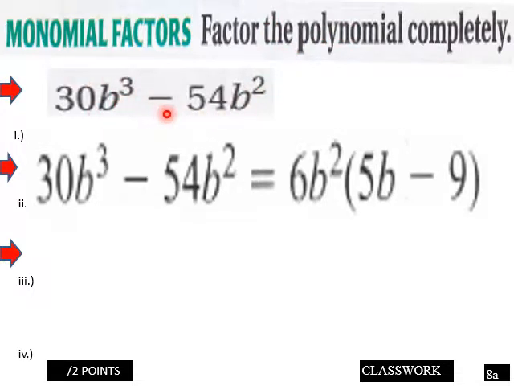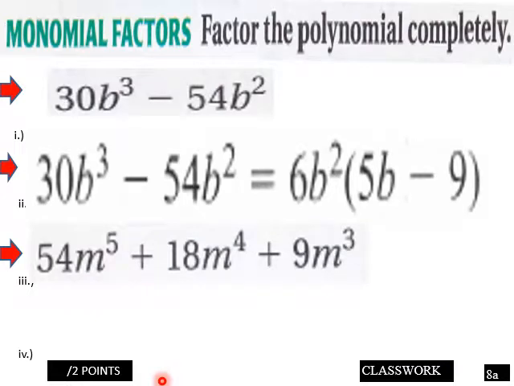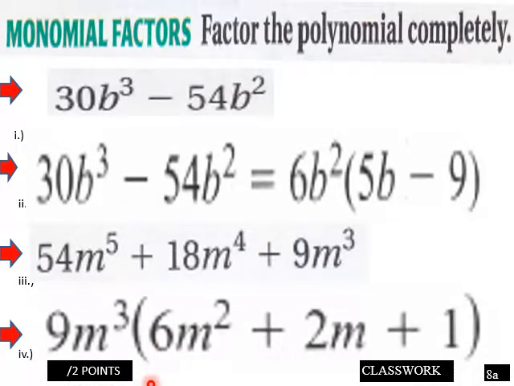So 30b cubed minus 54b squared. We can factor out a 6b squared out of this binomial. And then we end up with this here. So 54m to the 5th plus 18m to the 4th plus 9m cubed. What could we factor out of that? We could factor out a 9m cubed out of each one of these. And then we end up with this here.